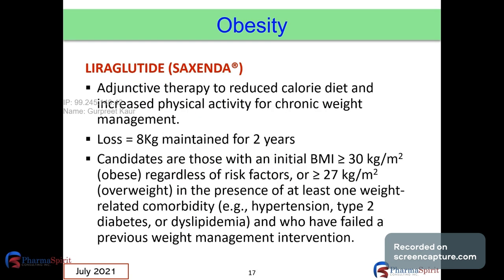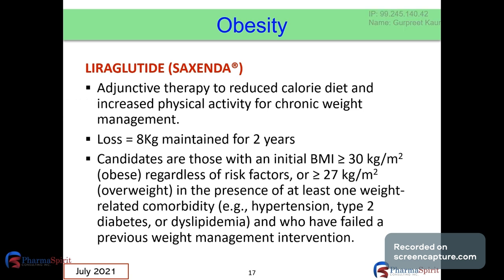Now we'll start looking at medications used specifically for weight management. And the first one we have is liraglutide. Liraglutide is an anti-diabetic drug that during clinical trials was found to reduce body weight. And that's why now we have a brand of liraglutide, the Saxenda brand, that is indicated for weight management.